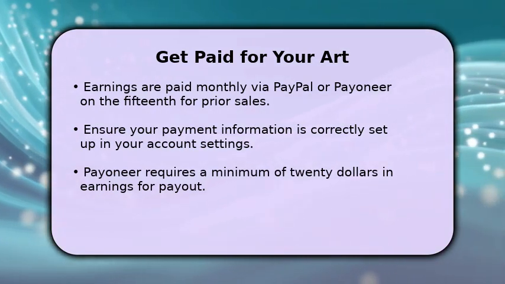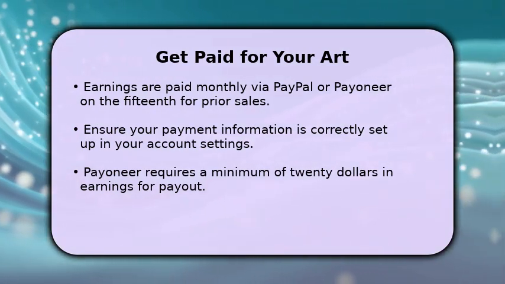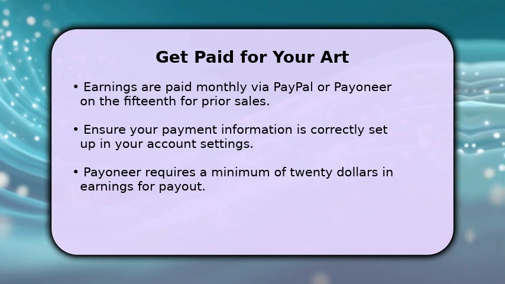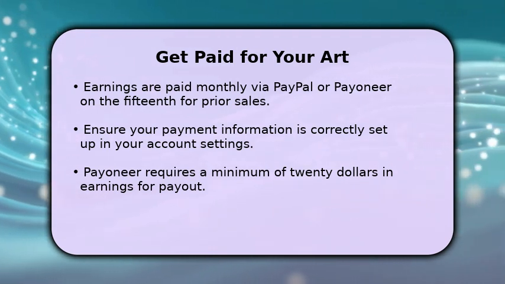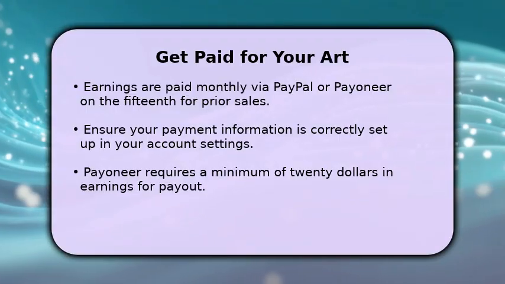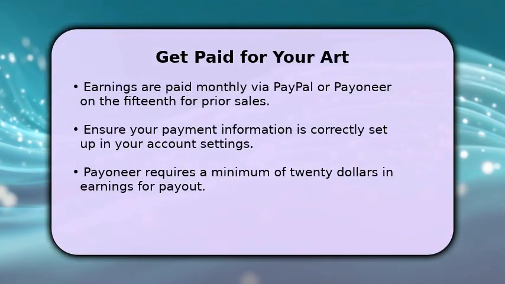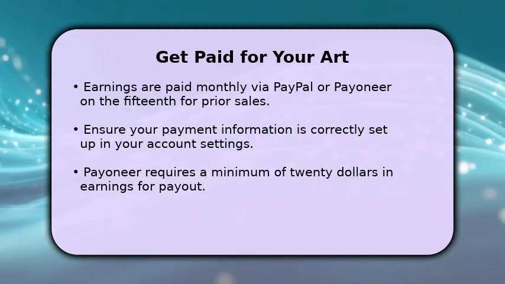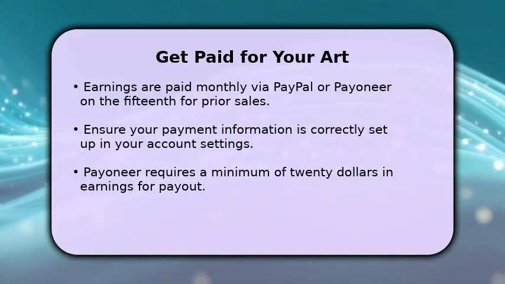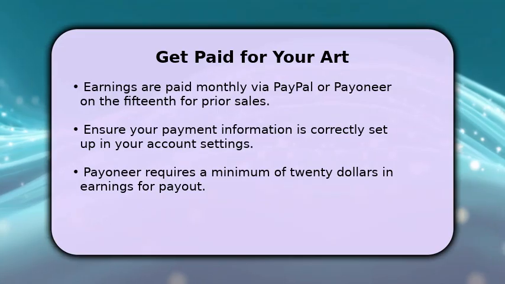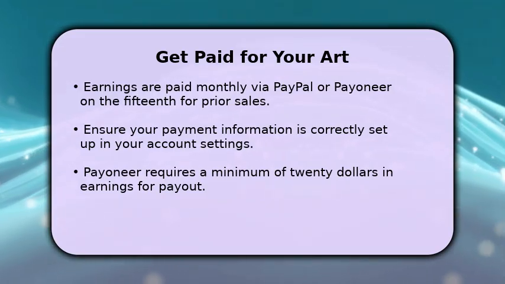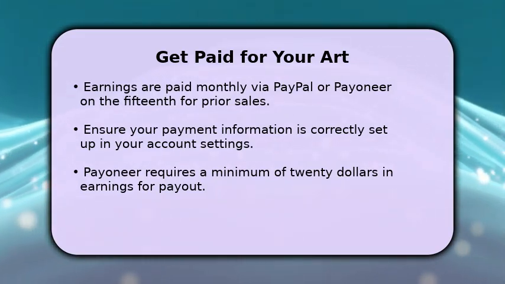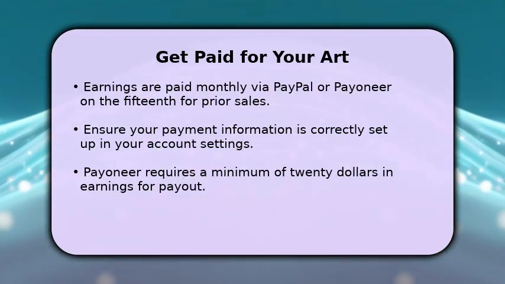The exciting part, getting paid. Teepublic processes earnings monthly, with payouts occurring on the 15th for all sales from the previous calendar month. You can choose to receive your payments via PayPal or Payoneer. It's crucial to accurately set up your preferred payment method in your account settings. Please note that Payoneer requires a minimum of $20 in accumulated earnings before a payout can be initiated.